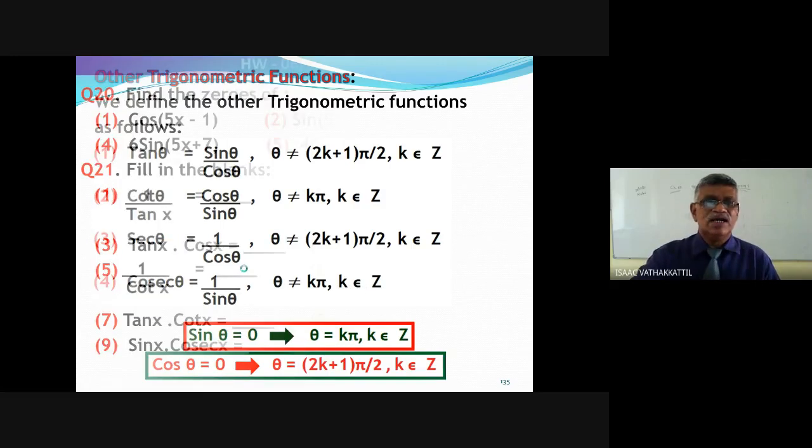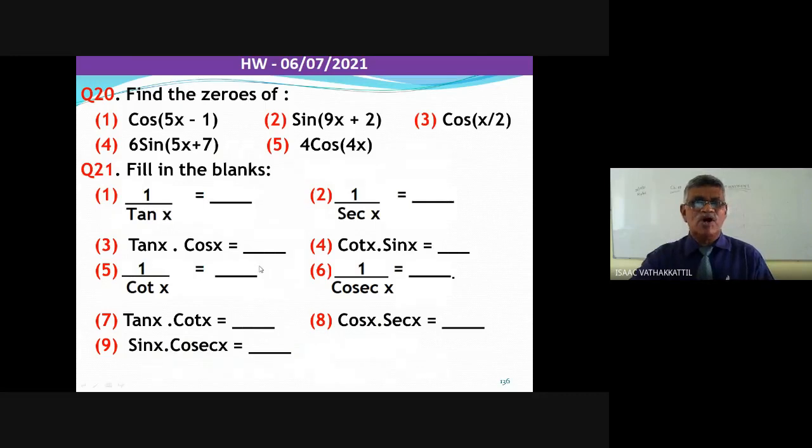Correct? I stop at this point because we are defining only very small points, but you understand it, make proper notes. Find the zeros of these, you have to do it today itself. Don't wait for tomorrow, even though the date is one more day for you. Do it today itself. Further, fill in the blanks. 1 by tan x.